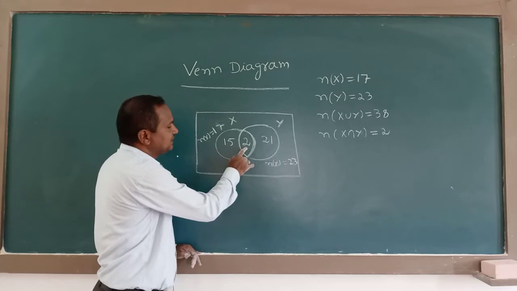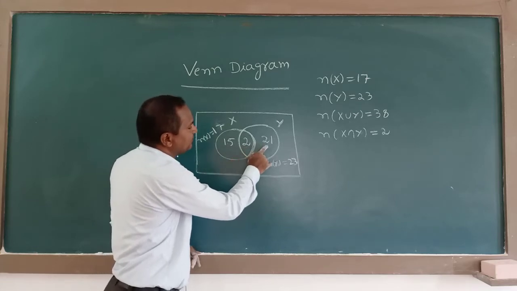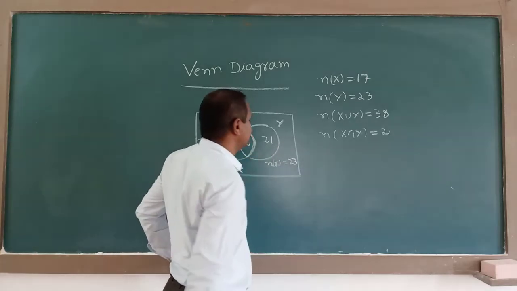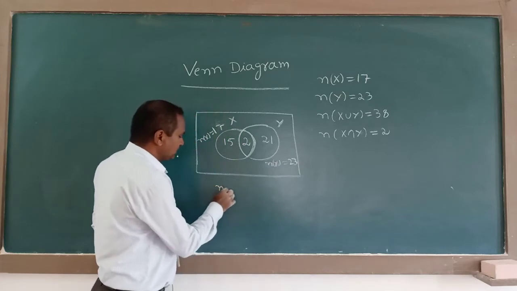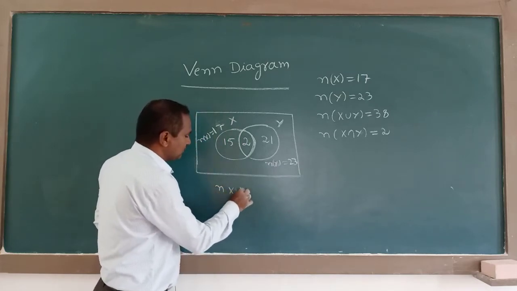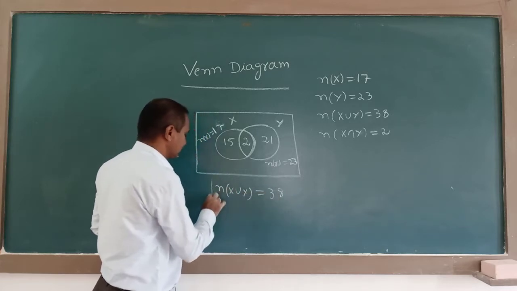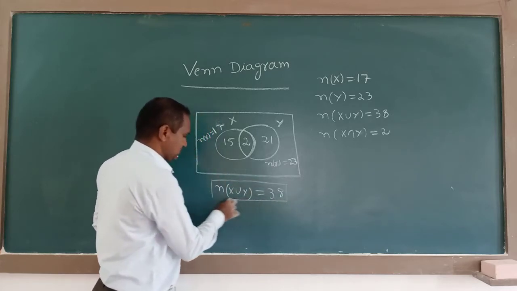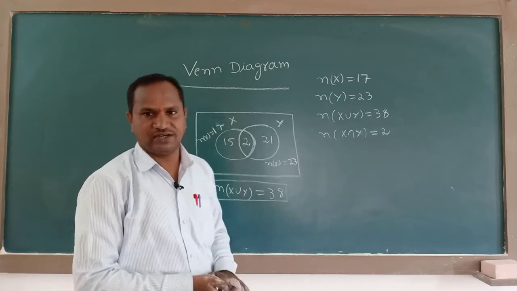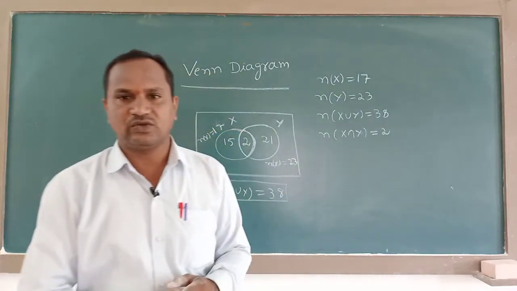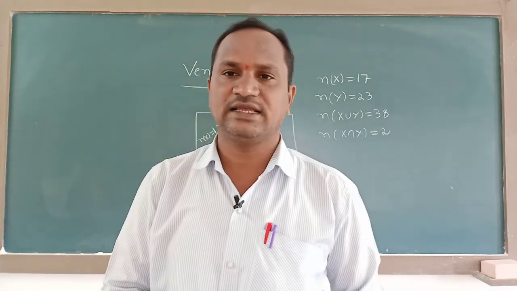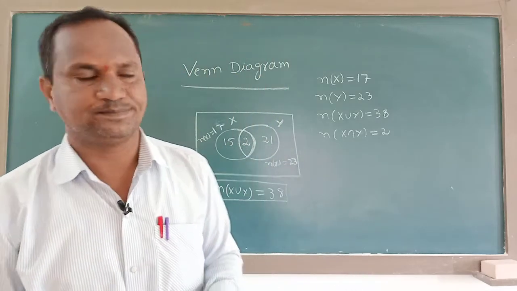15 plus 2, 17. 17 plus 21, definitely 38 will come. That's why we can write n of x union y is equal to 38. Like that we're drawing the Venn diagram. Like that we're going to represent the sets in the Venn diagram.